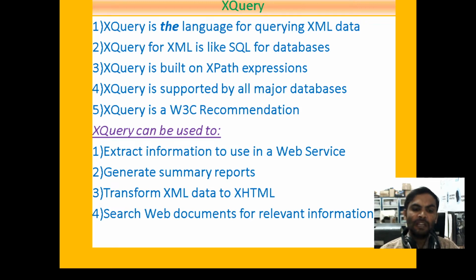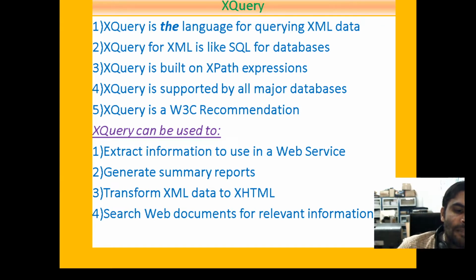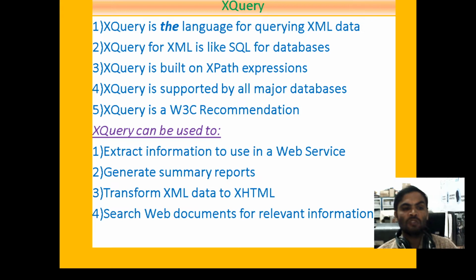Transform the XML data to XSLT. Means we can transform the XML data to XSLT also with the help of XQuery. Search the web documents for relevant information. Means with the help of XQuery, we can search the information under the XML document. These are the main usages of XQuery.